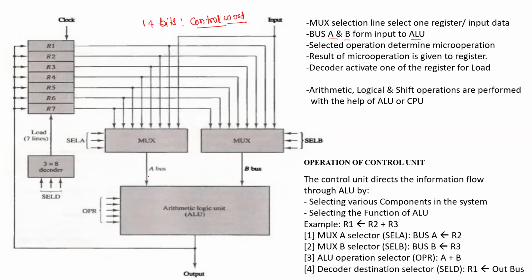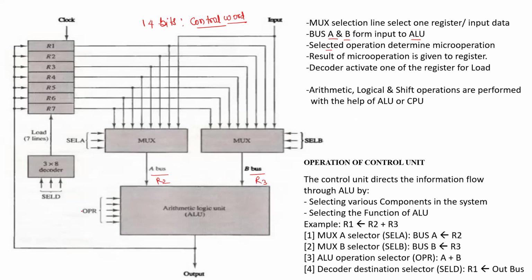Suppose, for example, in this case we have only registers; later we'll have an example there also. Suppose bus A has register 2 and bus B has register 3. Finally, between this register R2 and R3, any arithmetic or logic operation will be performed. Sometimes, for increment, decrement, clear and so on, only one bus output is sufficient and the other bus output will be 0. So the selected operation determines which micro operation will be performed.